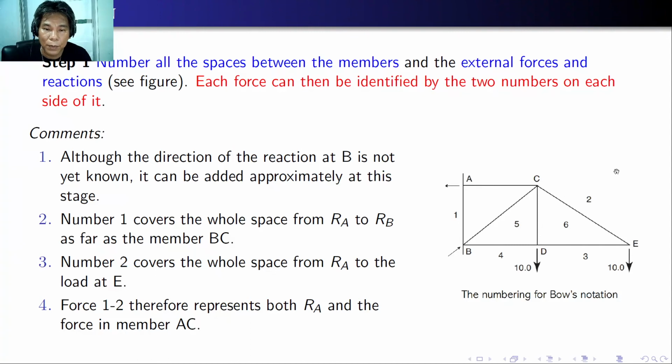Although the direction of the reaction at point B is not yet known, it can be added approximately at this stage. Number 1 covers the whole space from RA to RB here as far as member BC. The number 2 covers the whole space between RA to the load A here. And the force 1, 2, the member AC, this is the force 1, 2, therefore represents both RA and the force in member AC.